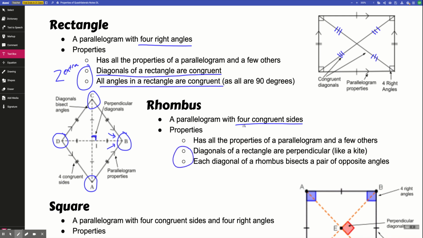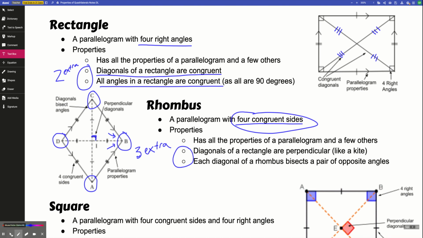So those are your extra properties. I have 1, 2, 3. So I've got my 3 extra properties. Okay, and again, this also has all the parallelogram properties. So diagonals bisect each other, opposite sides are congruent and parallel, opposite angles are congruent, etc.